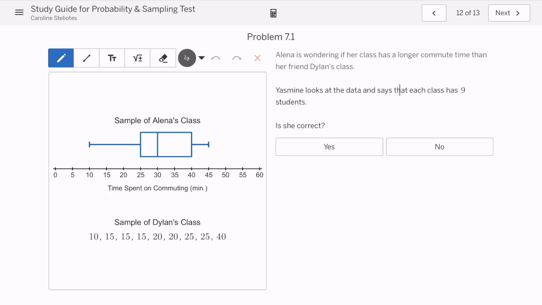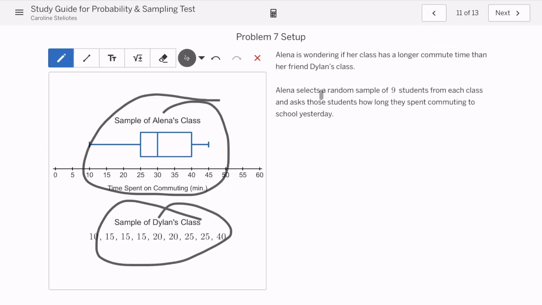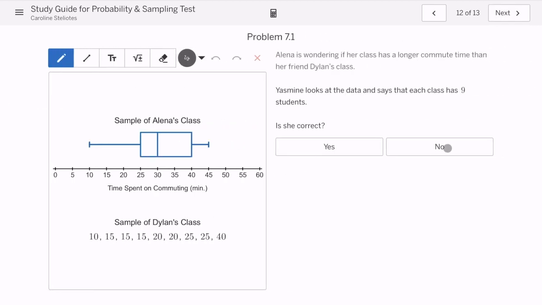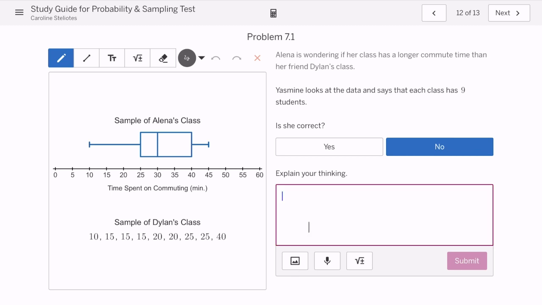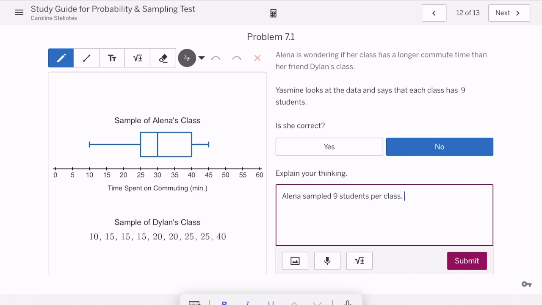Yasmin looks at the data and says that each class has 9 students. Is she correct? Okay, no, she's not correct. We asked 9 students in both of them. They tell us that we've randomly selected 9 students from each class, but that doesn't mean those are the populations of the class. That means those are the sample sizes. So Alina sampled 9 students per class, but the actual populations of those classes could and likely are bigger.